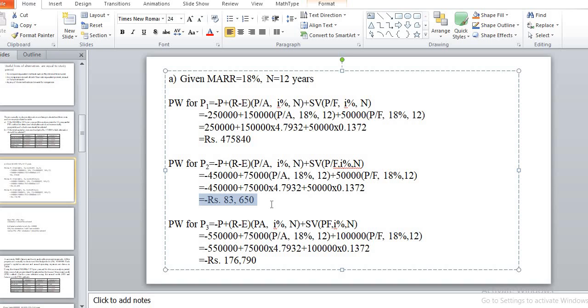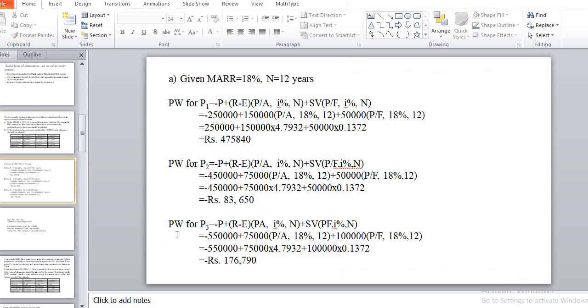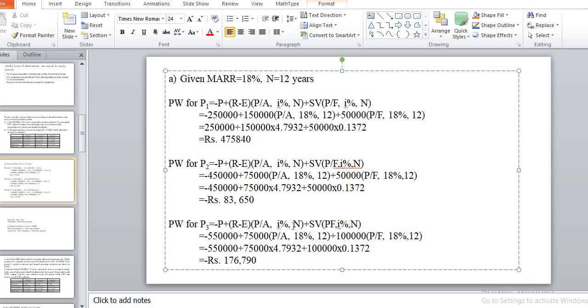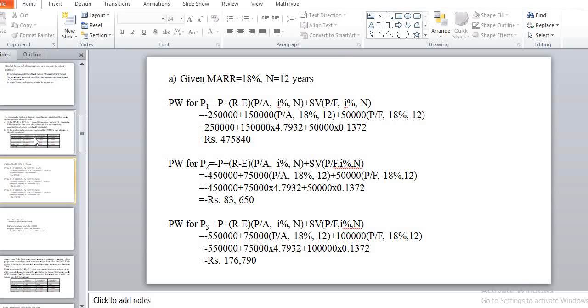Now similarly we calculate the present worth for the third project. For the third project it is minus P plus R minus E, P by A, and also P by F, P by A with interest rate i for time period n, P by F with interest rate i for time period n. So minus P, here P3.